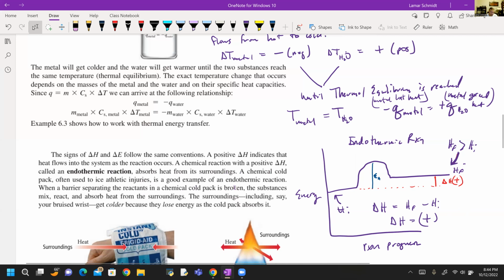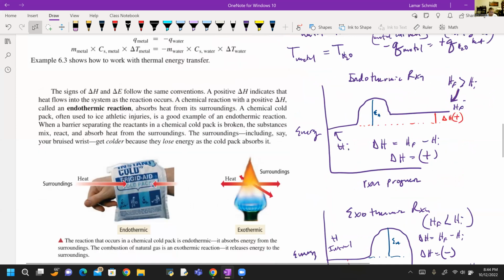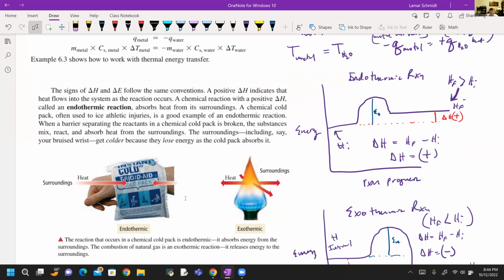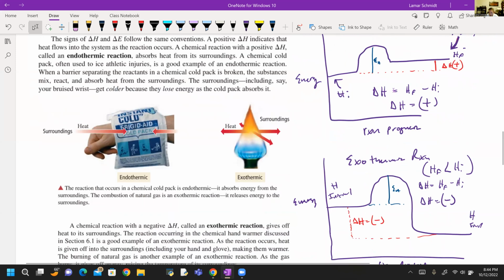If you look at this example here, they're showing a cold pack. This cold pack is actually absorbing heat from the hand or the wrist or whatever it's put on. So the endothermic reaction is absorbing heat. It feels cold, but what's happening if it's cold? Heat is being transferred into that. All right. So then we have an exothermic reaction.